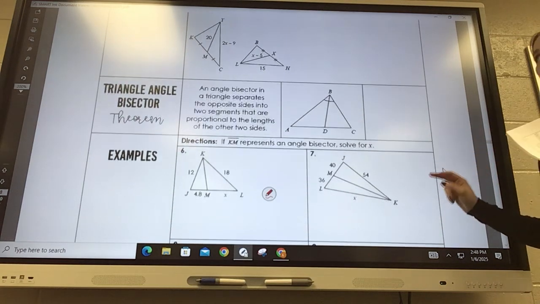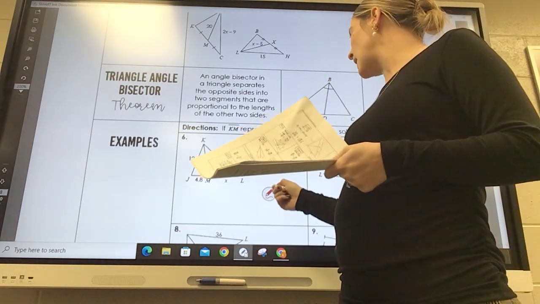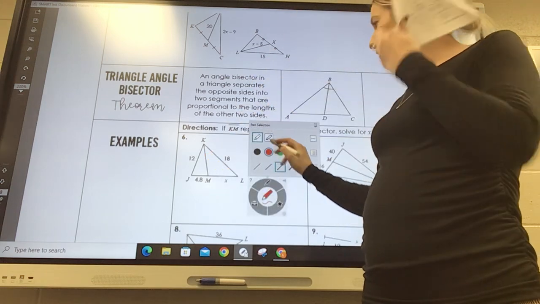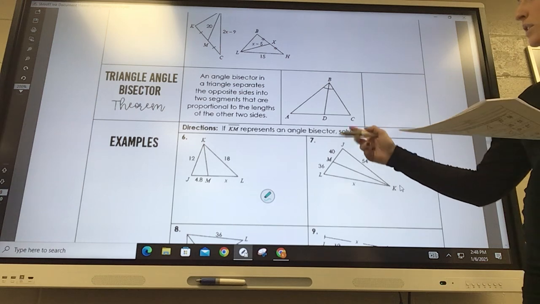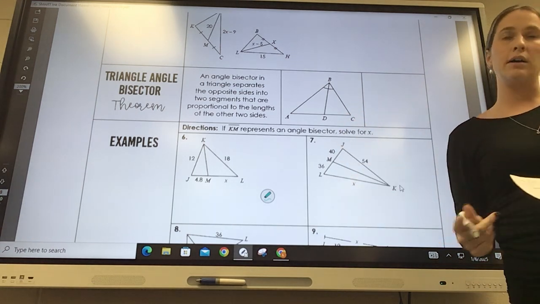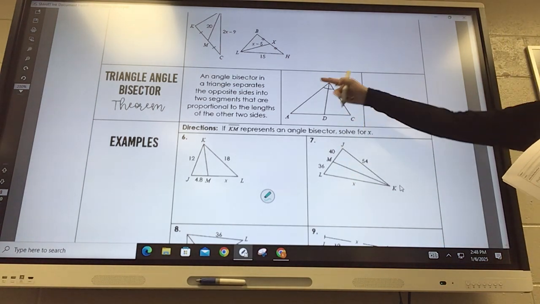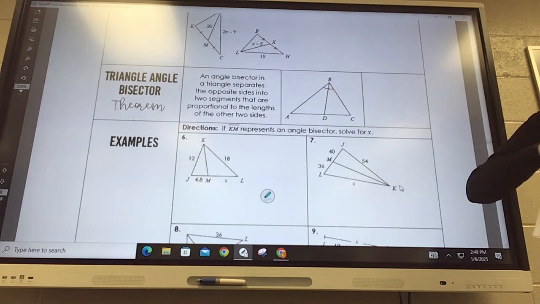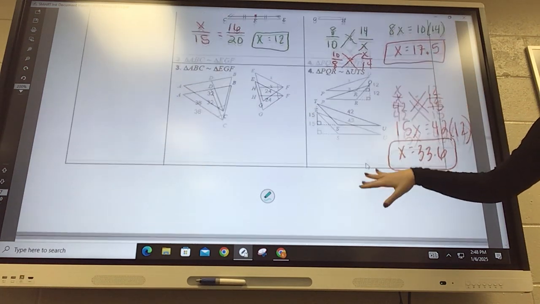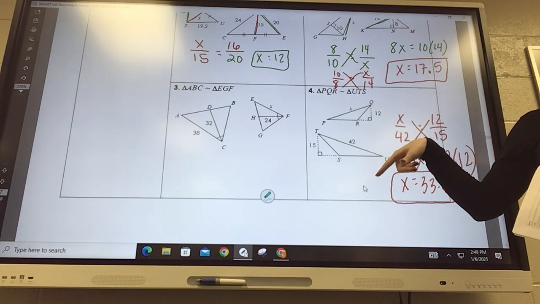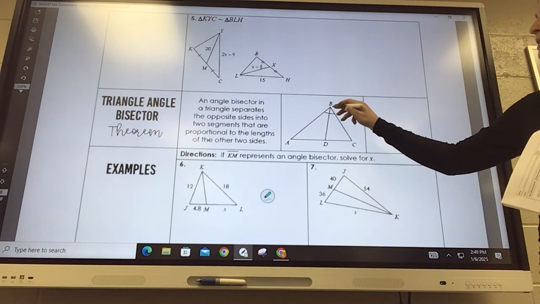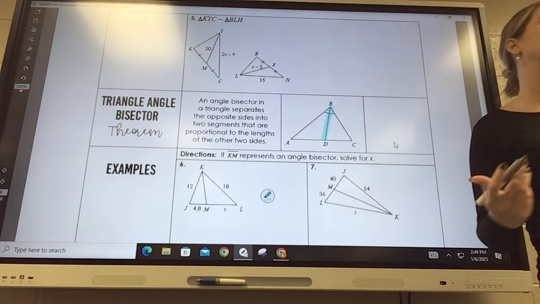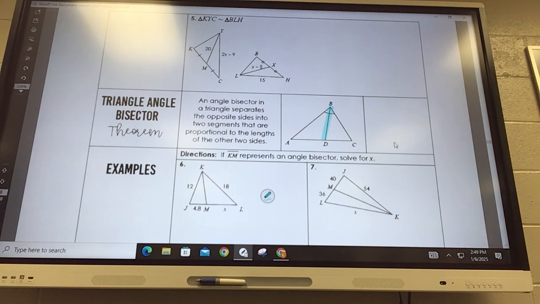Our next theorem still uses that same angle bisector that we had before, but instead of using the angle bisector as one of our segments, we're going to use the opposite sides. Notice that in this picture for your triangle angle bisector theorem, there's one big triangle. Compared to all of our problems before, how many triangles did we have? 2, and they were similar triangles. This is just one triangle, but I have an angle bisector that cuts your triangle into 2 pieces.